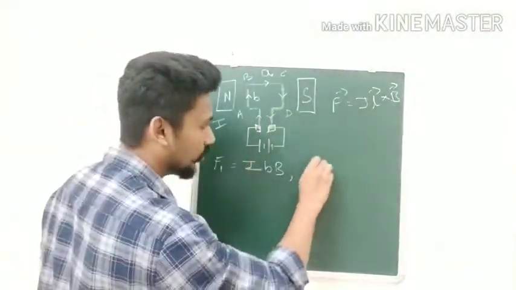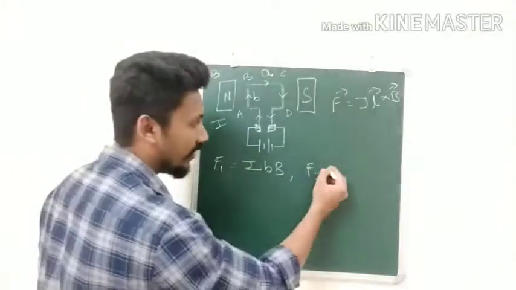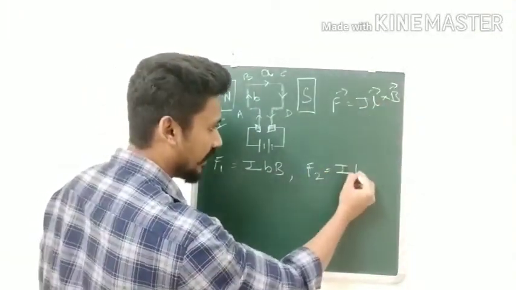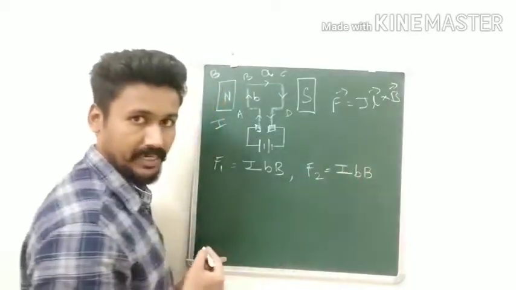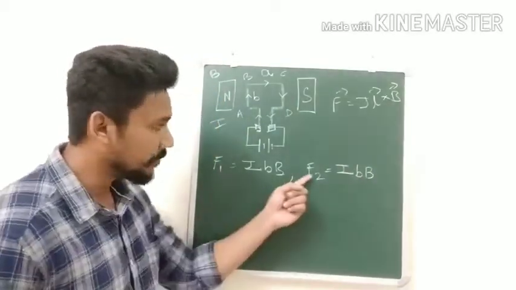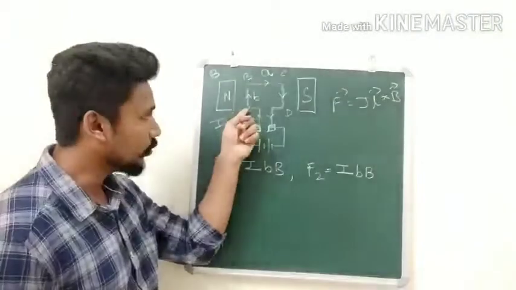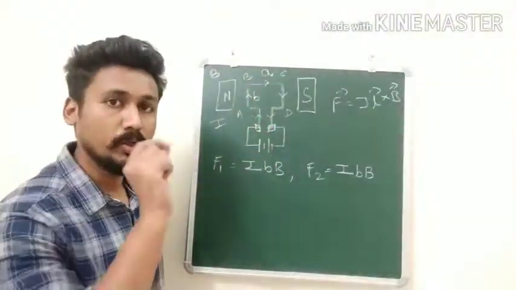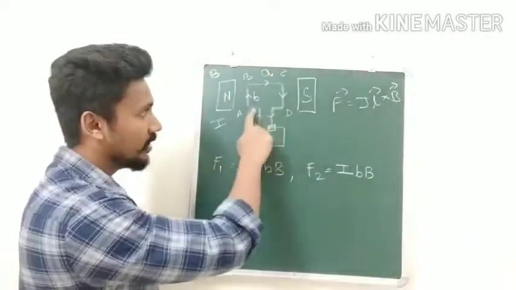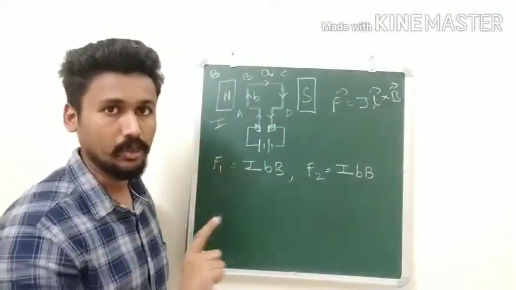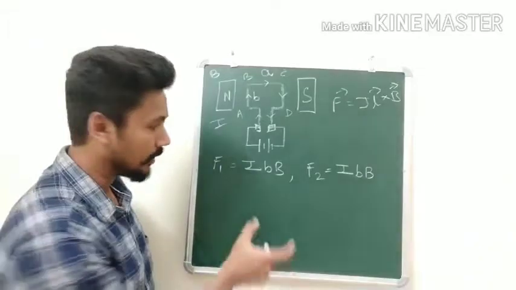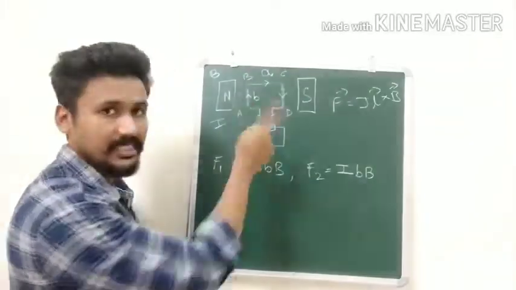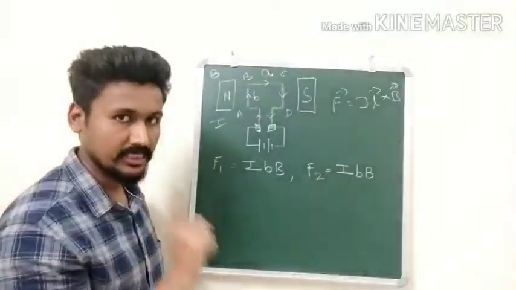On CD, the force, let us call it F2, will be equal to, again, which will be the same, I into small b into capital E. What is different between these two forces? F1 is pointed inwards, F2 is pointed outwards. So the net force acting on our current loop is going to be 0. Why 0? We are getting two forces of the same magnitude but opposite directions. So the net force is 0.